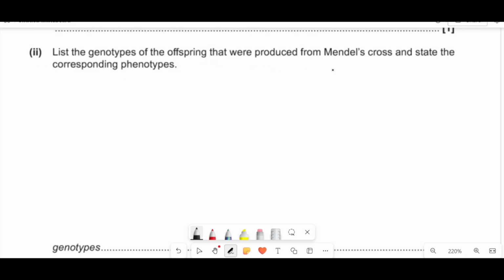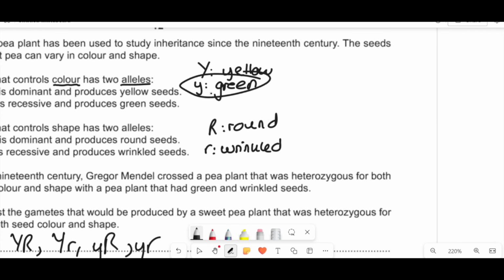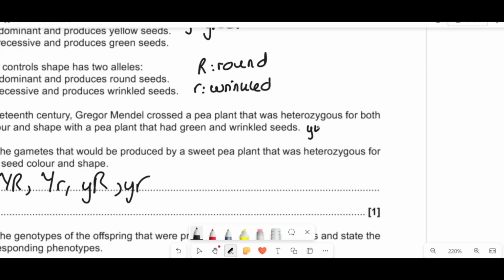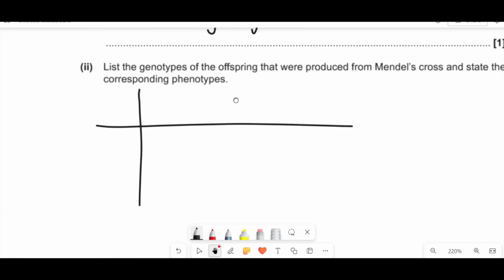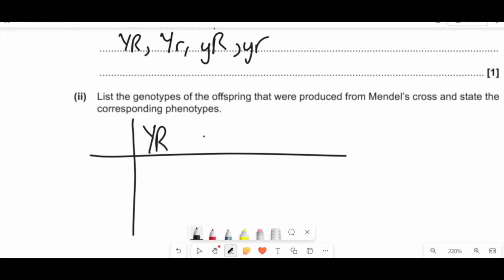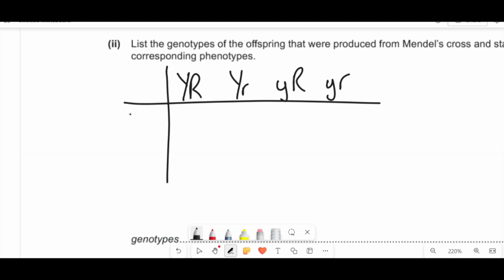Then it says, list the genotypes of the offspring that were produced from Mendel's cross and then state what their corresponding phenotypes are. So what he crossed was a plant heterozygous for both seed color and shape, with a pea plant that had green and wrinkled seeds. Remember that green and wrinkled, you had to be recessive for both, so little y little y, little r little r. If we cross those, the gametes produced from the one parent would be big Y big R, big Y little r, little y big R, little y little r. And for the other wrinkled parent, all the gametes would just be one y with an r, and all the possibilities of that. So it would just be little y little r, little y little r, little y little r, little y little r.